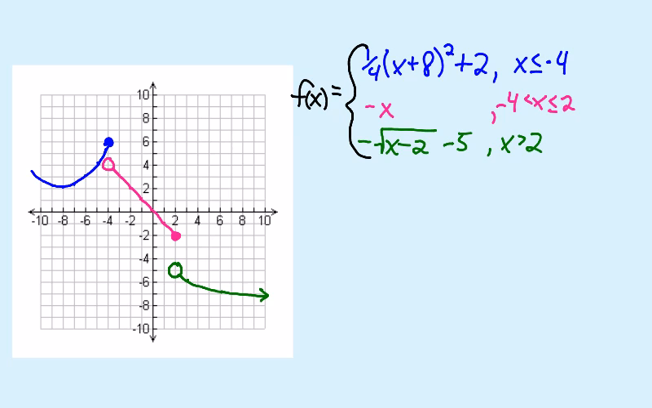Notice none of them overlap. The open circles means that the function is not actually there. And so it still passes the vertical line test.